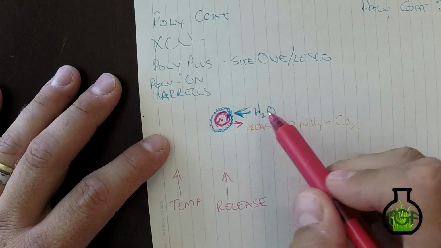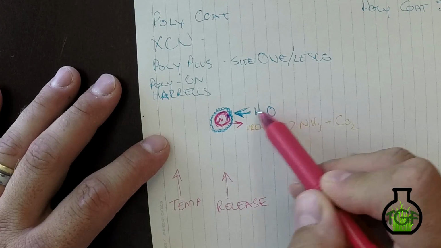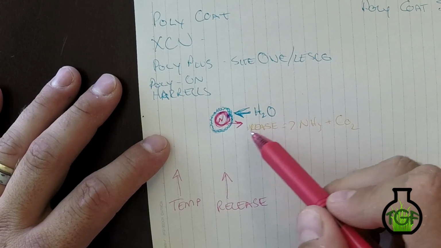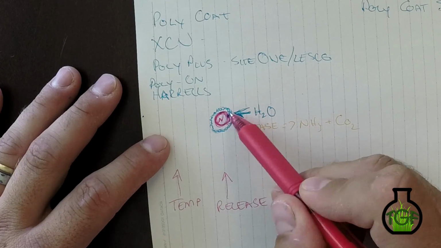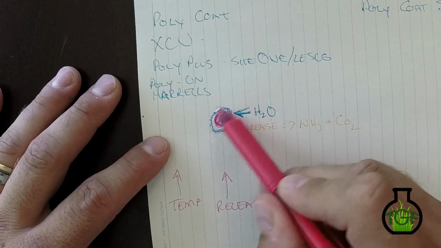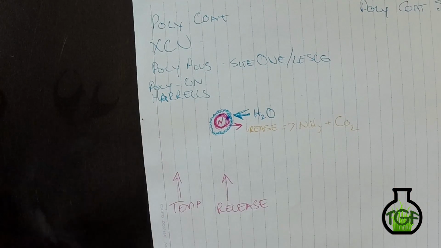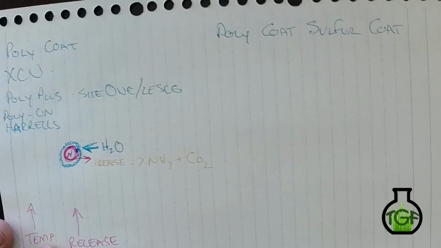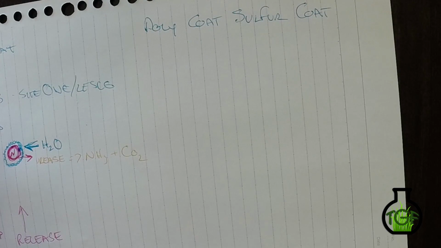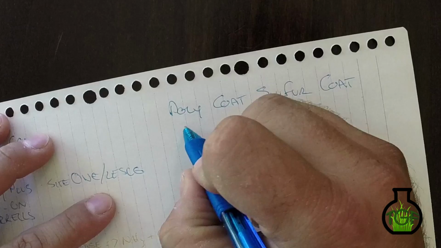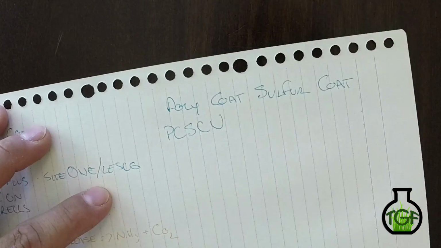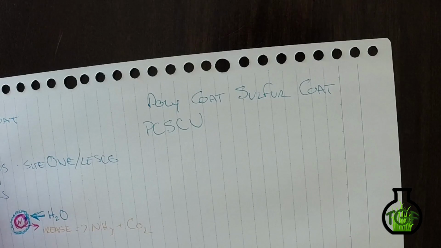The higher the temperature, the more it's going to allow water into the prill to actually reach the urea, and the more water that reaches that urea, the more it's going to dissolve, the faster it's going to work out of that polymer coating and into the soil. And then from Polycoat we have Polycoat Sulfur Coat, and this is commonly referred to as PCSCU, Polymer Coat Sulfur Coated Urea.